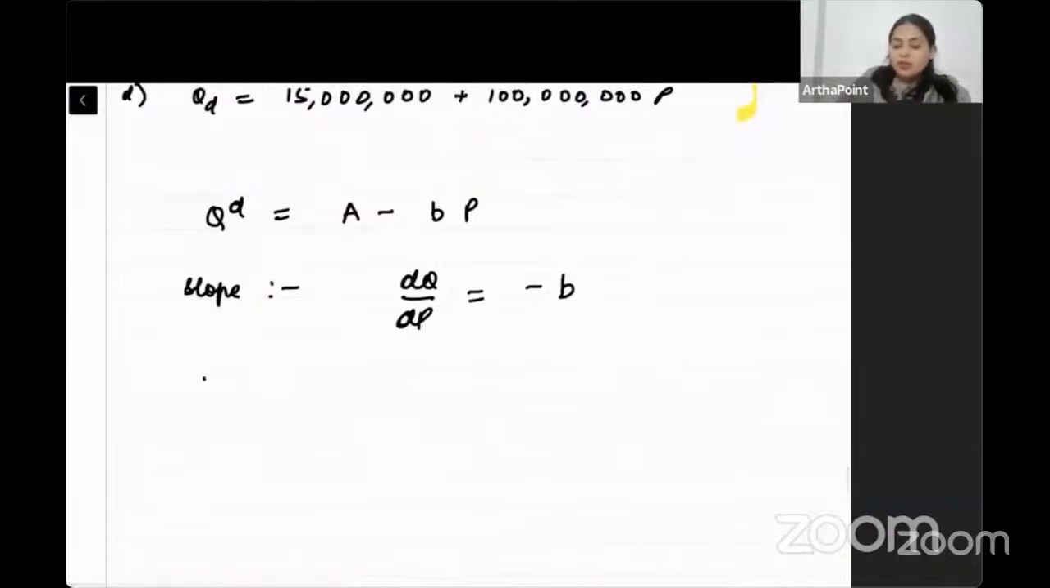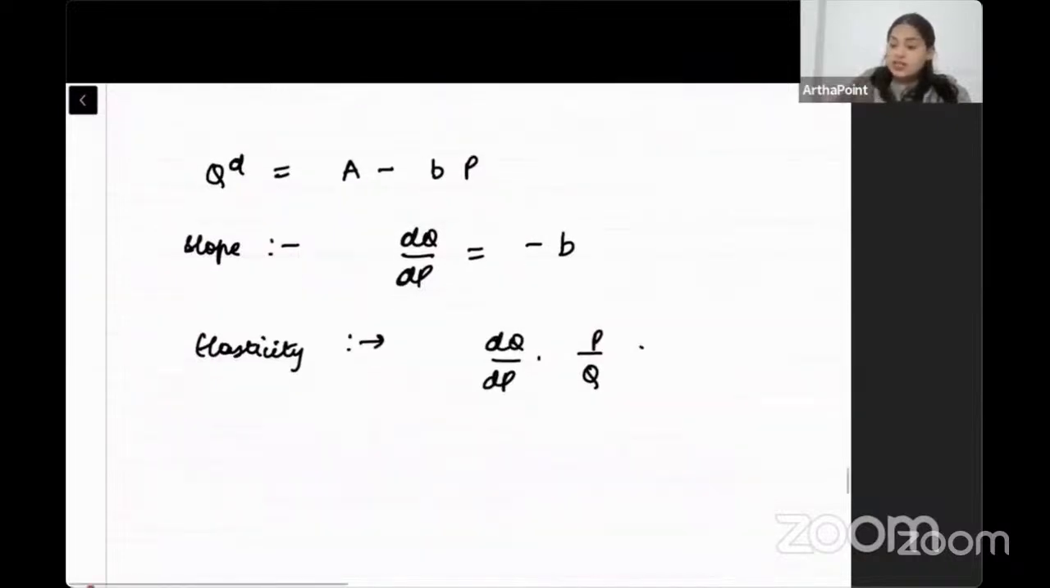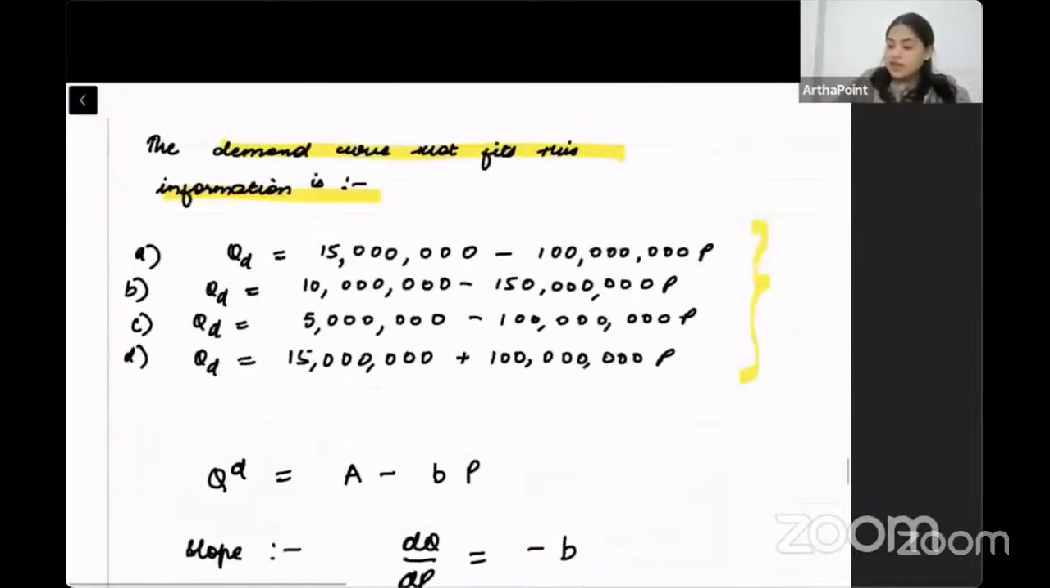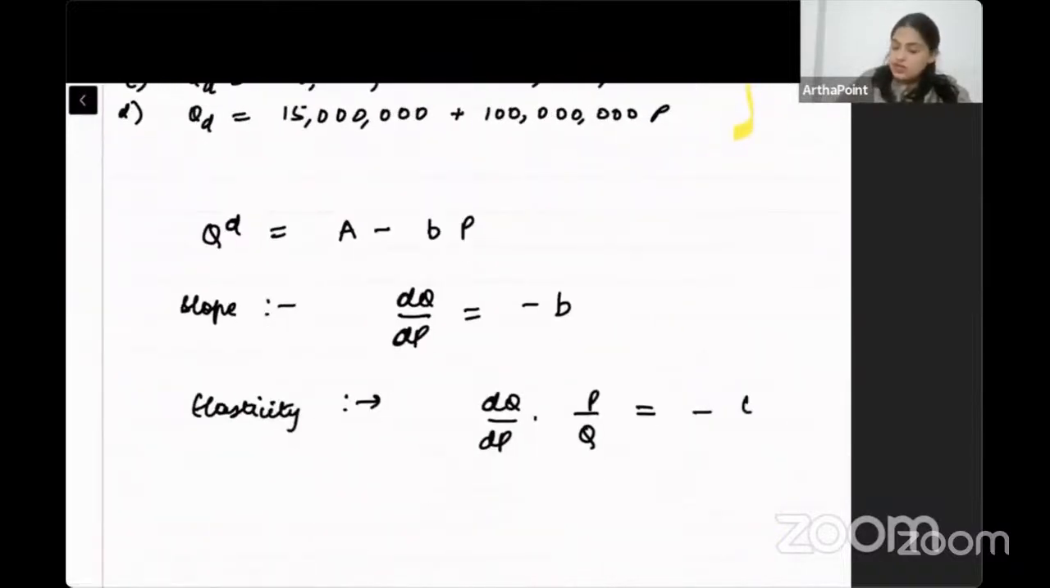Can you tell me beta what is going to be elasticity? Elasticity is dq by dp into p by q. यही तो elasticity होता है. This elasticity is already given to you. So the elasticity is given to you as minus 0.5.